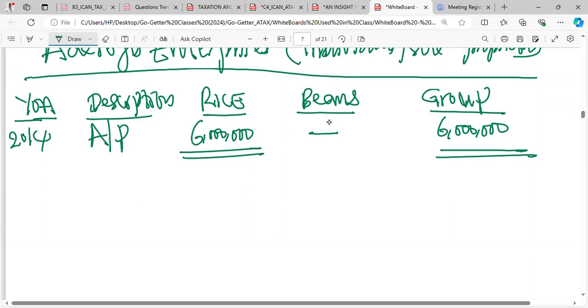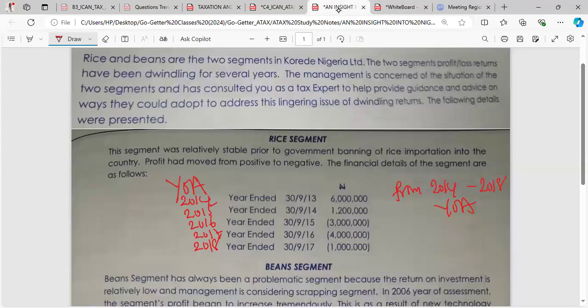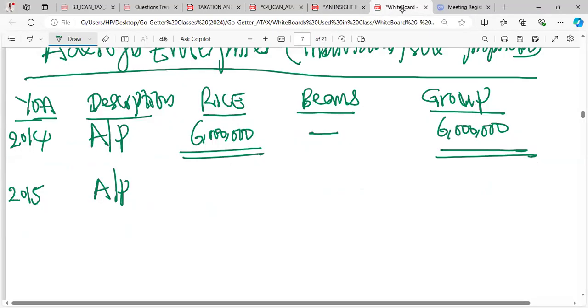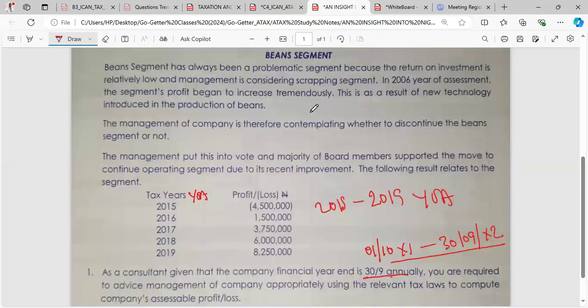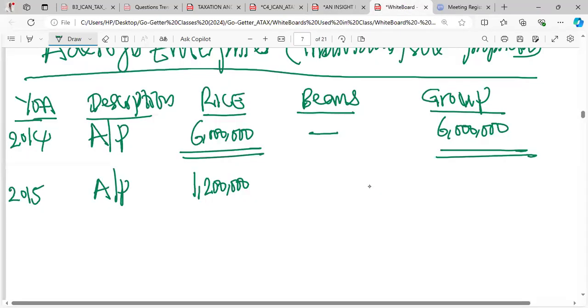Go down to 2015. Accessible profit. Rice is 1,200,000,000. What about beans? Beans came with a loss of 4.5. So I will come here, accessible loss, 4.5.